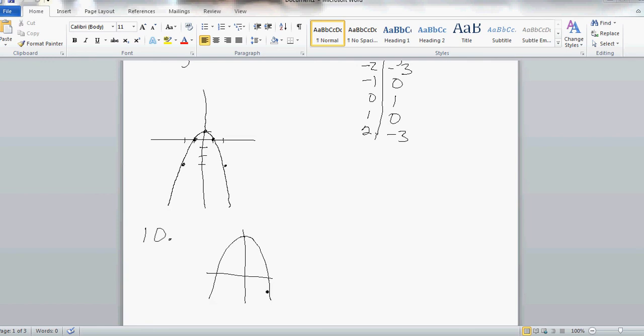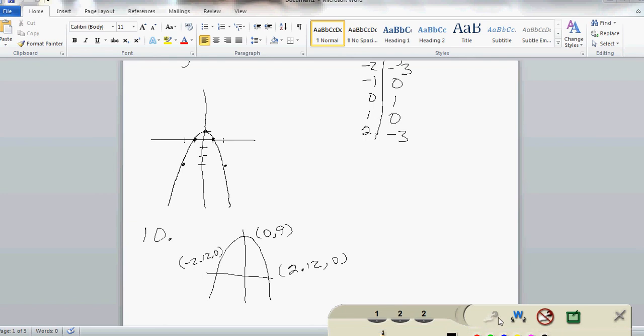First of all, I'd want to see this shape, and then I'd want to see this point labeled as negative 2.120, this point labeled as 2.120, and this point labeled as 0, 9.